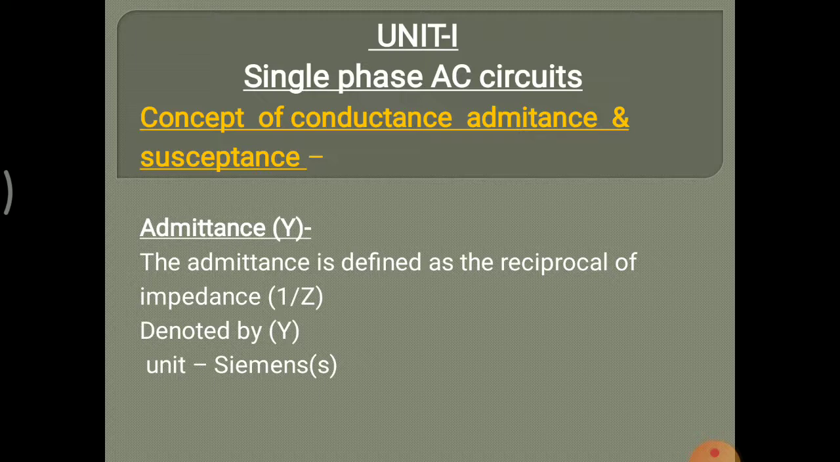Admittance is defined as the reciprocal of impedance. It is exactly opposite to impedance, that means the reciprocal of impedance. So admittance is equal to 1 upon Z. Admittance is denoted by capital Y, and its unit is Siemens. Admittance is measured in Siemens.